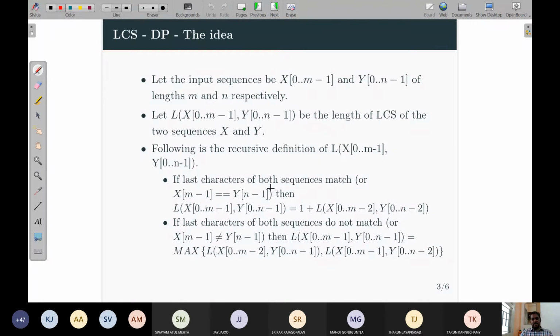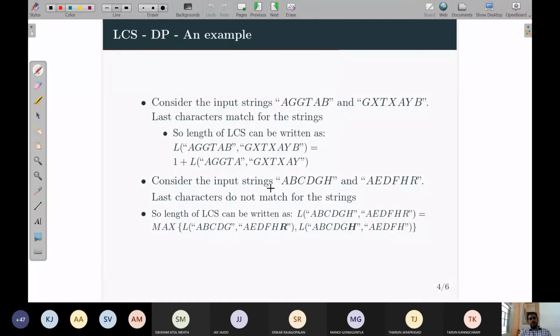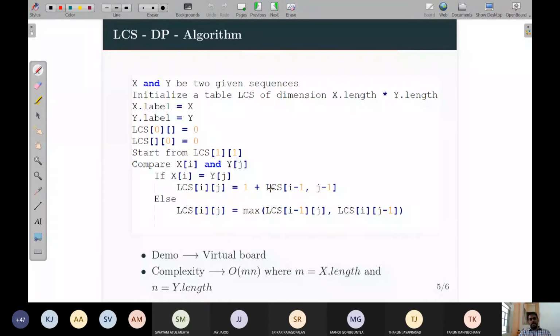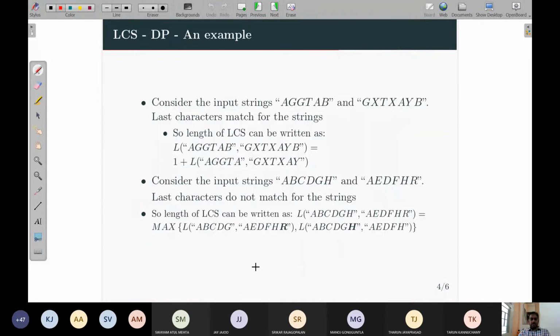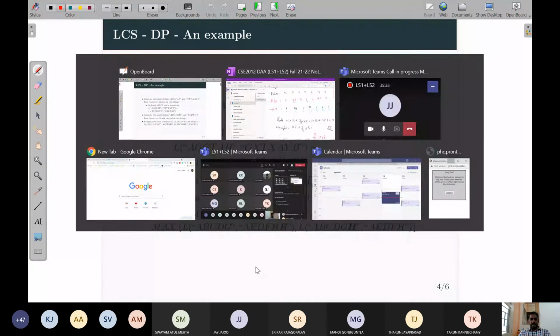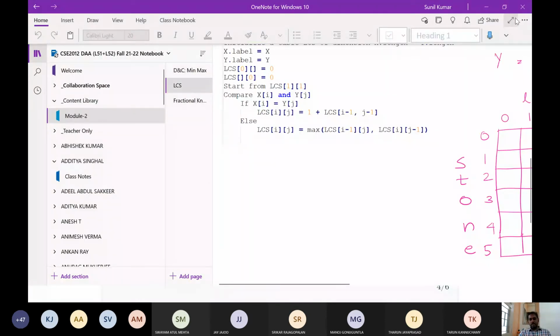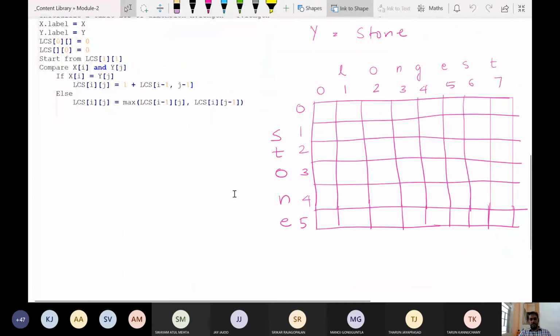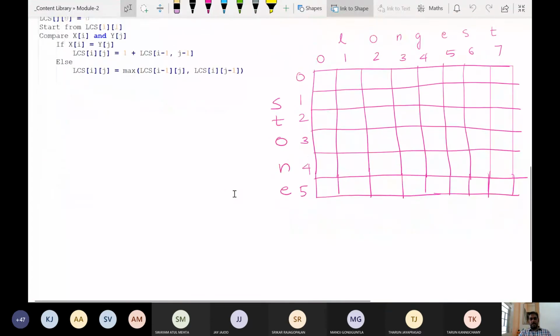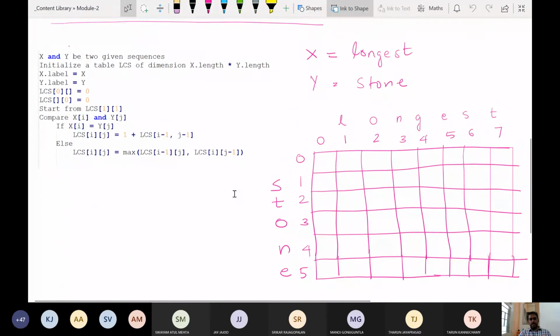Yeah, the idea we will come back to later. If I discuss the idea now, you will not understand anything. After solving the problem, we will come back to the idea and we can see everything and the algorithm also. So first we will go to the demo on the virtual board. The idea will be automatically understood if you solve the problem. This is dynamic programming. First we don't look at the algorithm; once we solve the problem, we will look at the algorithm, and then we will understand everything.